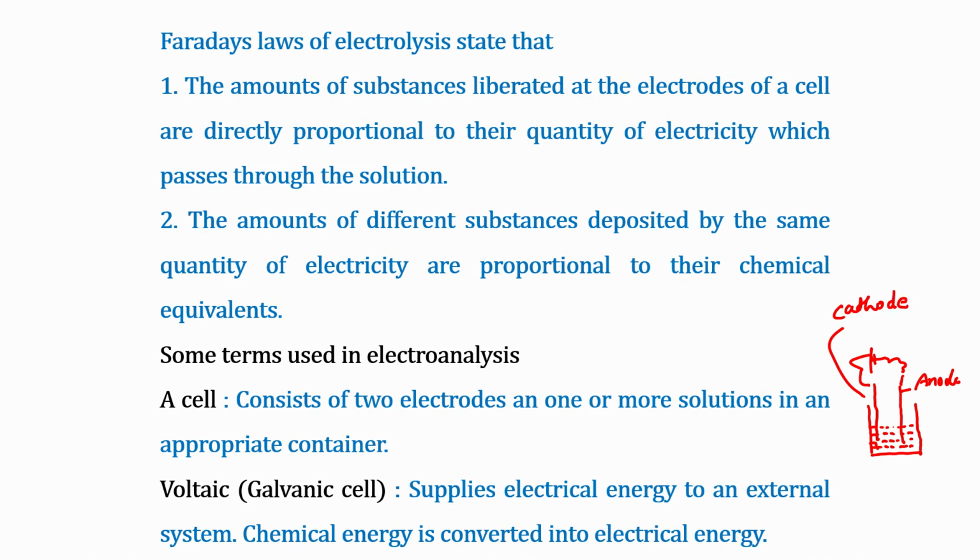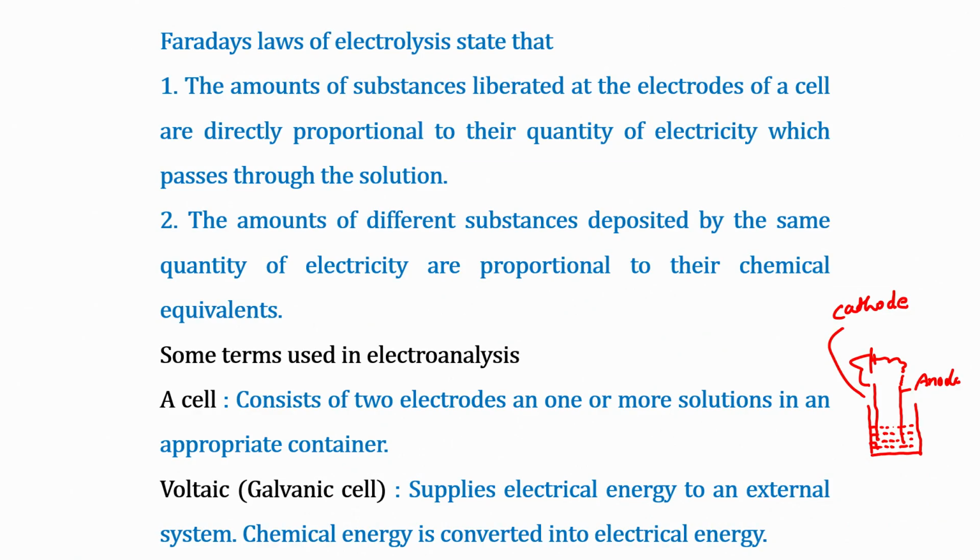Okay. So, this arrangement is called a cell. What does a cell consist of? It consists of two electrodes in one or more solutions. I can have one electrode in one beaker and another electrode in another beaker, both of them connected externally through a wire, and a battery system and arrangement to pass electrical current.